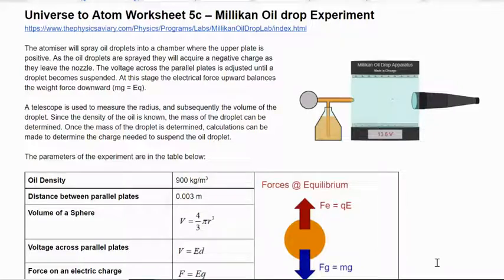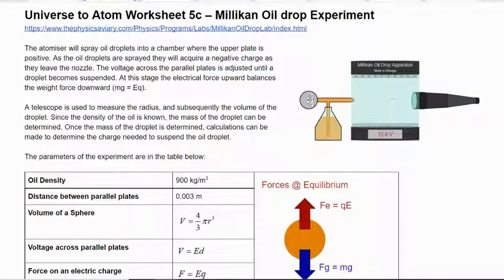Welcome. We're now going to turn our attention to Millikan's oil drop experiment. This is the experiment that was done in 1909 by Robert Millikan and his associates to determine the fundamental electrical charge on an electron. By now, I hope you have actually read about this experiment, because this is just the prac that goes with it as a simulation.